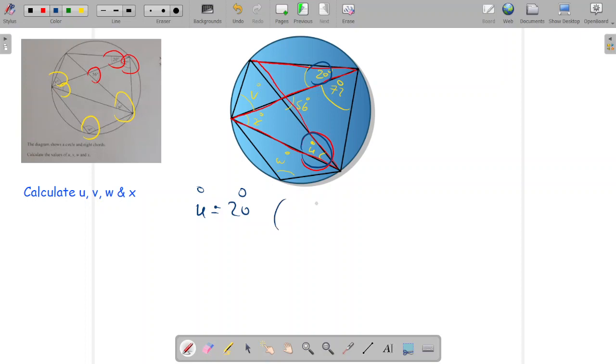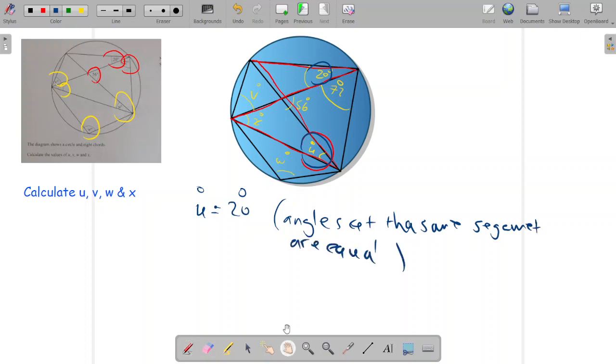Why is that? Because angles at the same segment are equal. This is the geometric reasoning for that.